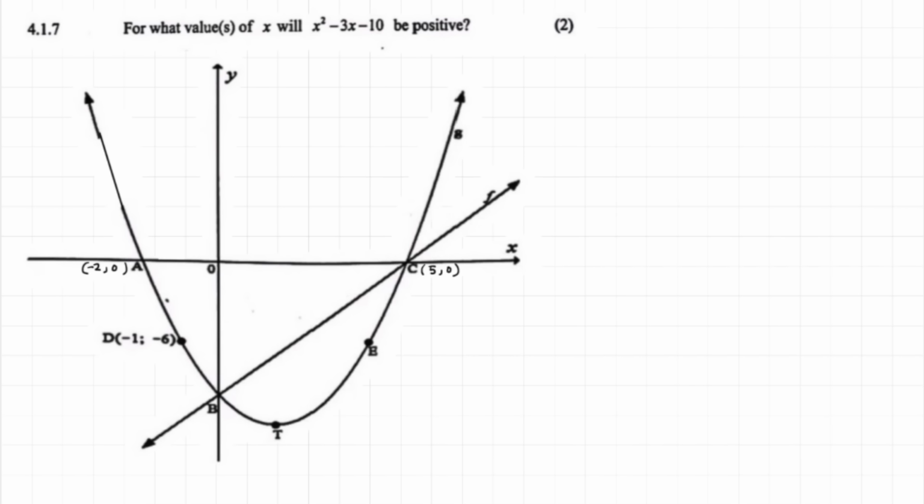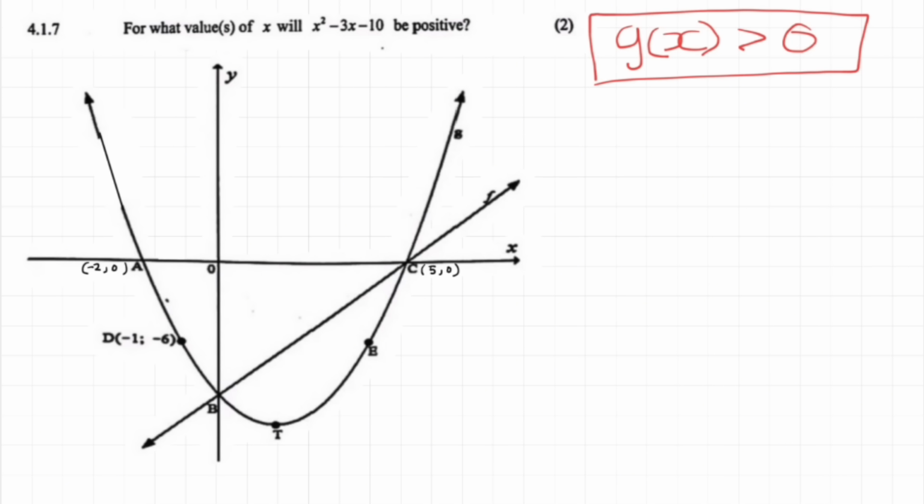So our next question, 4.1.7: for which values of X will X squared minus 3X minus 10 be positive? Remember guys, this is G of X. This equation is the parabola, which is G. So this is them saying, give us the values of X where G of X is positive, where it is greater than 0. They just didn't want to come clean, but this is what they mean.